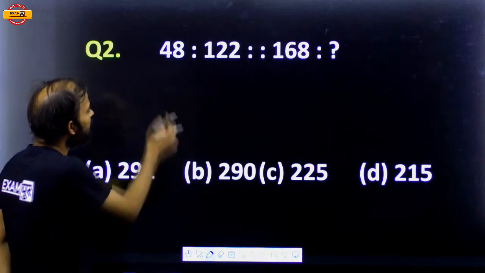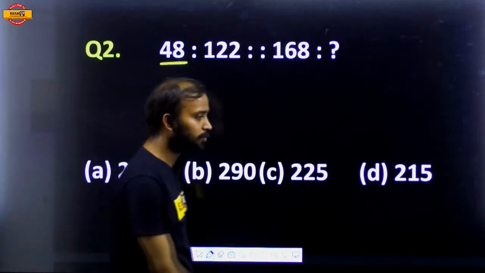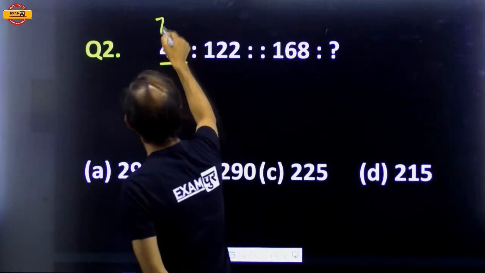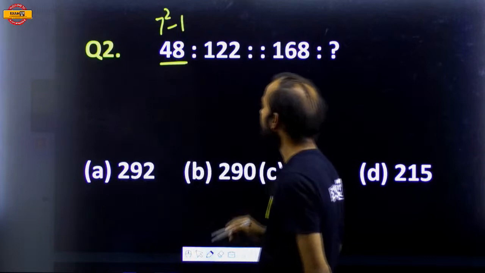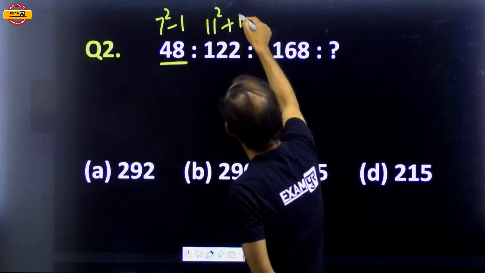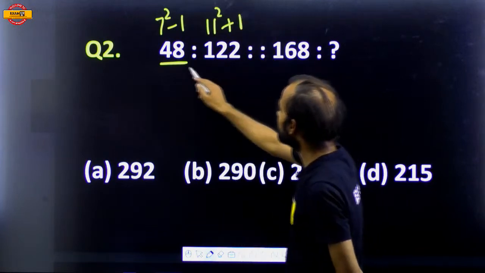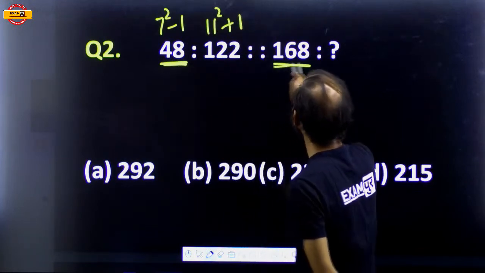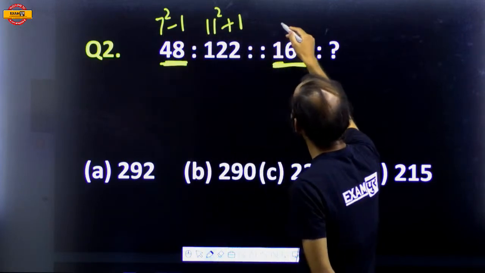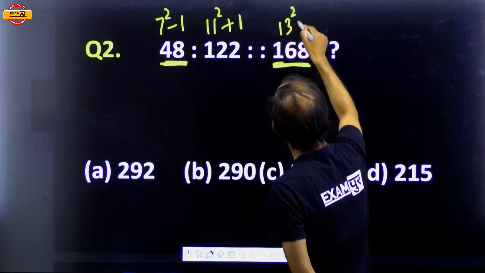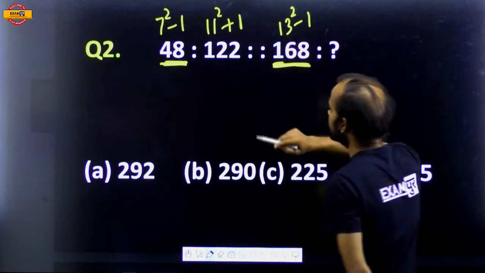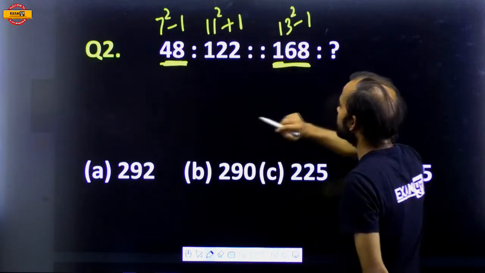Can we represent 48 in the form of squares and cubes? 48 is known as 7 square minus 1. We can say 7 square minus 1. And 122 is what? 11 square plus 1. Similarly, the common thing between 48 and 168 is square minus 1. What sort of square? 13 square minus 1. 7 square minus 1, 13 square minus 1.